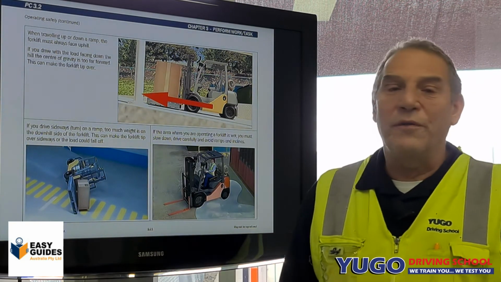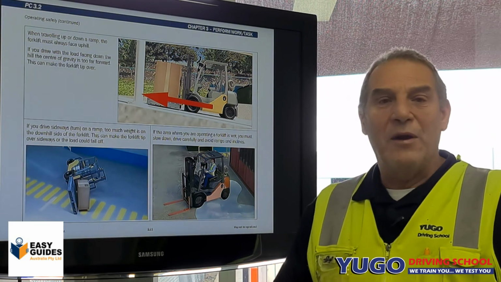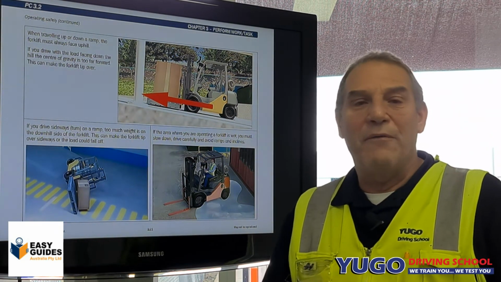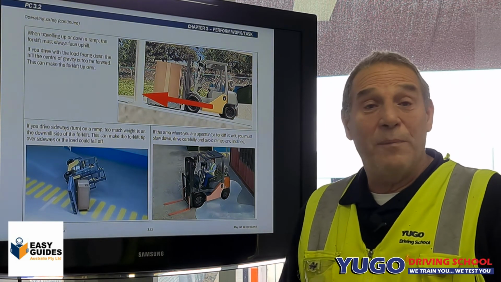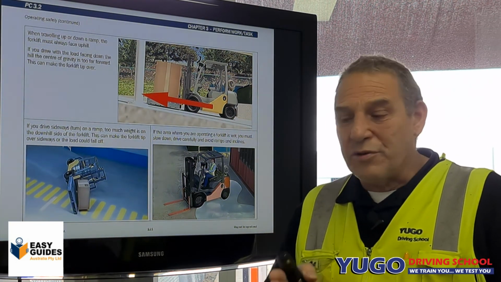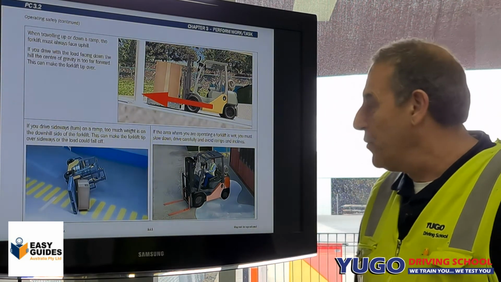Never turn a forklift on a ramp or a slope. This is dangerous. You've got a high point of balance on a forklift, your forklift could tip over. Also, you could lose the load. The load could slide off the pallet. Always travel straight up and down a ramp facing uphill.